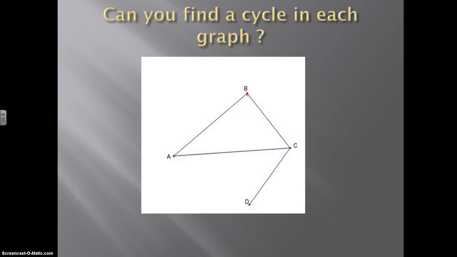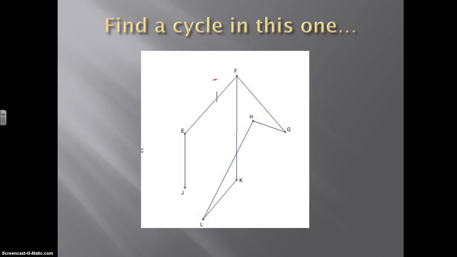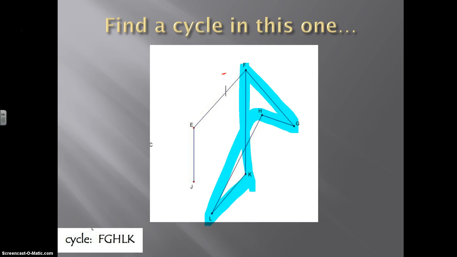So take a look at this one. Can you find a cycle in this graph? Did you say ABC? Good job. Can you find a cycle in this graph? A little bit harder to find. Did you say F, G, H, L, K, and then back to F?